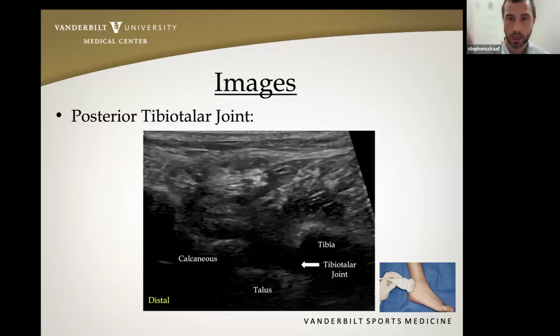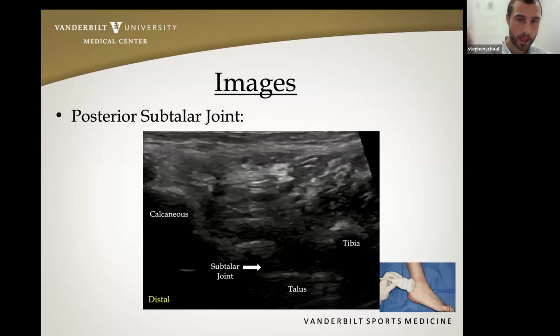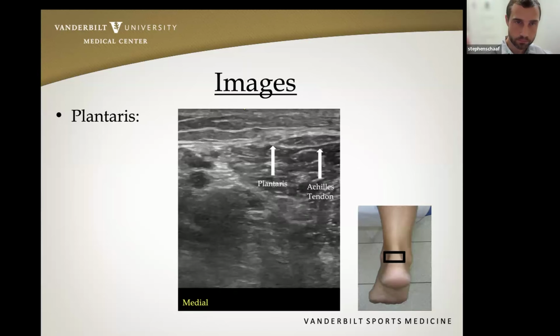But once you see that tibia, obviously, then you can focus on the tibiotalar joint, which we're seeing in the image here, but we weren't seeing any effusion or cortical irregularities. And then, of course, you can go ahead and evaluate the subtalar joint as well, where we're seeing that between the calcaneus and the talus at this area. But once again, we're not seeing any effusion or cortical irregularities.